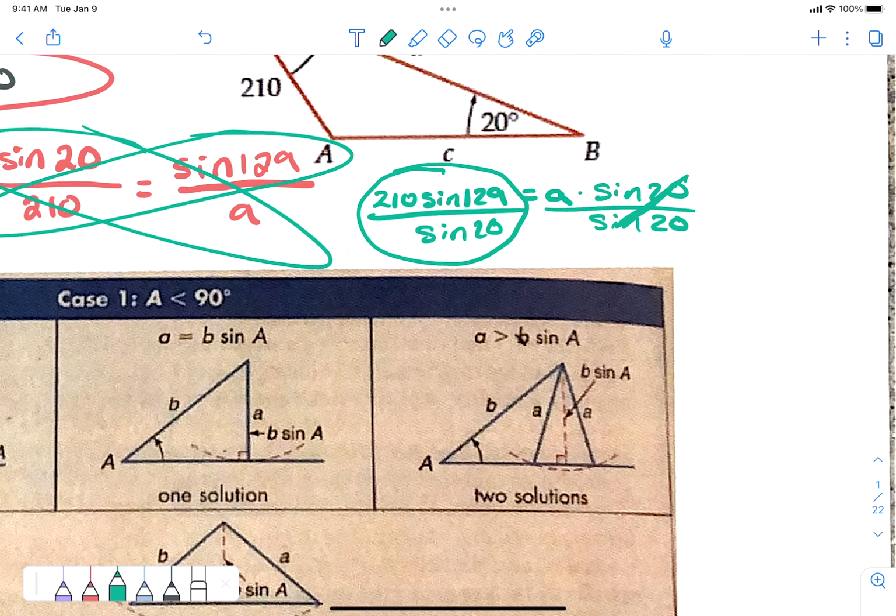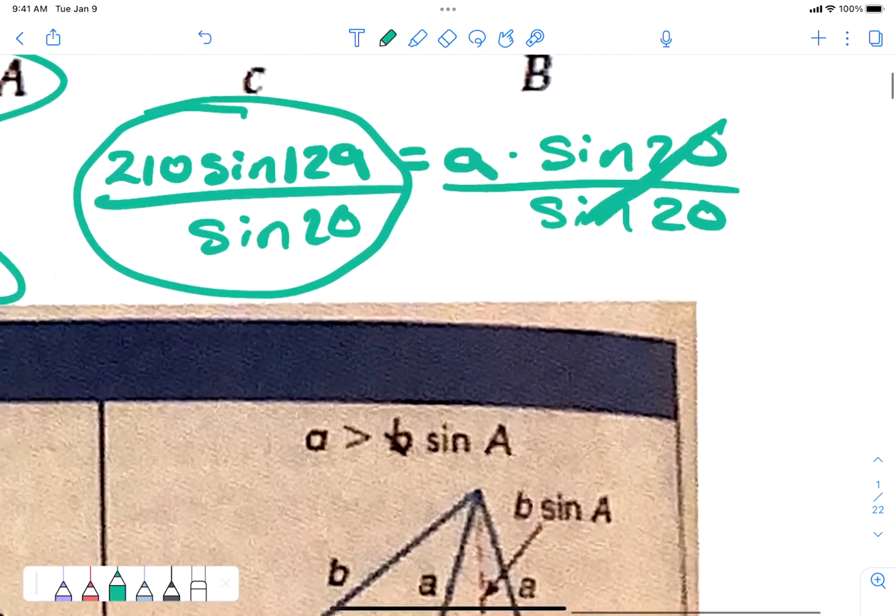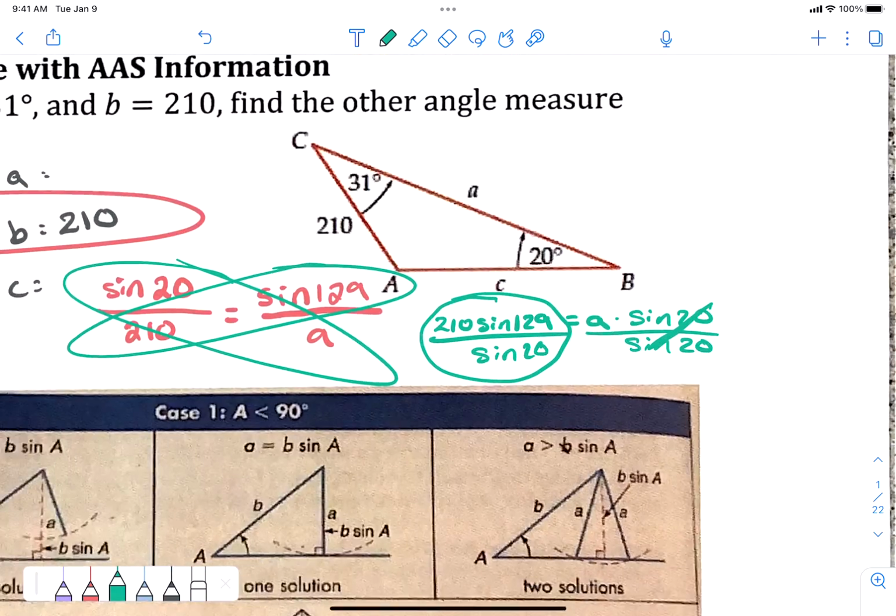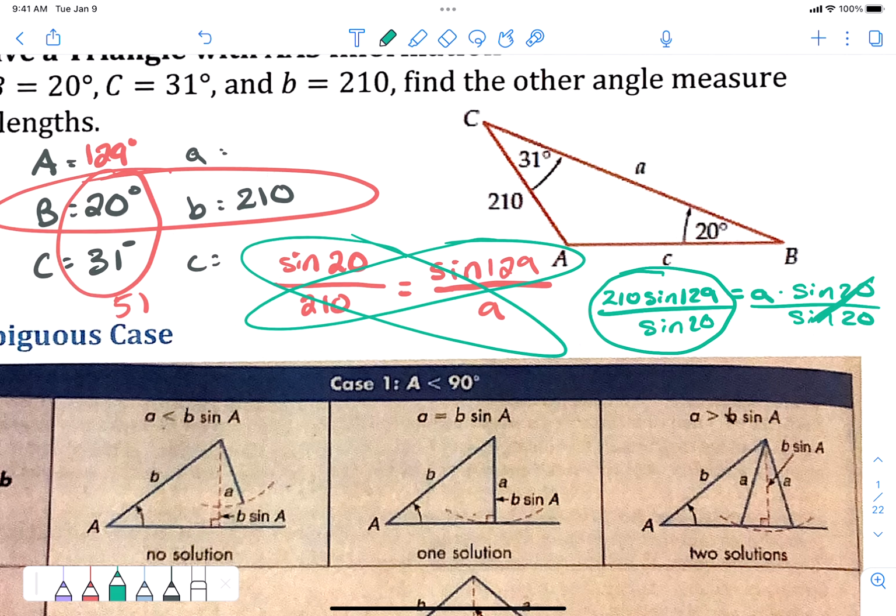Do you need to be in radians or degrees? Degrees. Practice typing in 210 sine of 129. Go to mode, and make sure you're in degrees. Most of you should be in degrees. Close your parentheses after the 129 and then divide by sine of 20.